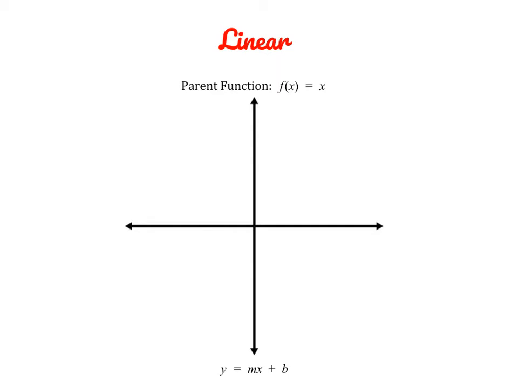The parent function is just f of x equals x, and of course that's just a linear function that looks like this. Another form of linear functions is y equals mx plus b, or point slope, or the slope-intercept form, of course, where m is the slope and b is your y-intercept.